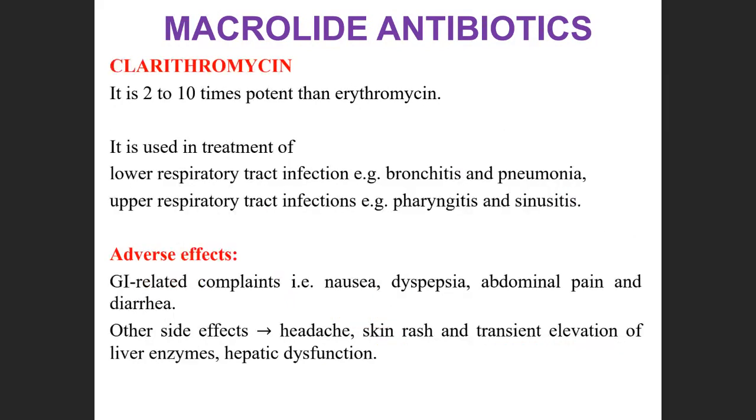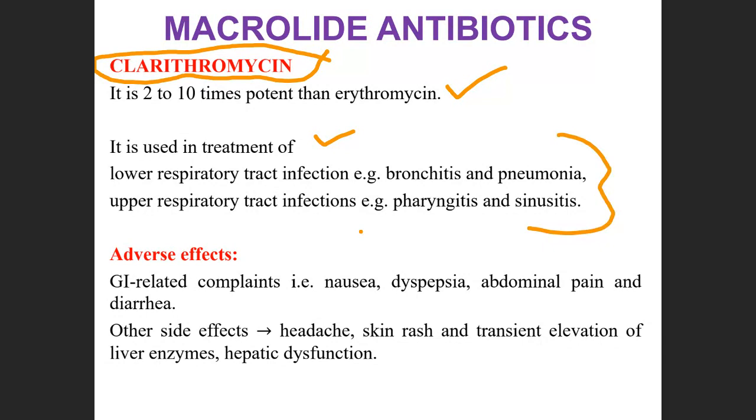And the last slide is about clarithromycin. So here, this is a choice of drug when all the other drugs are not working for the person who has already taken the drugs. For example, this is clarithromycin. Clarithromycin is a drug which is 2 to 10 times more potent than erythromycin. It is used in the treatment of lower respiratory tract infection and upper respiratory tract infection. So it covers complete respiratory tract infection like pneumonia, pharyngitis, sinusitis, and bronchitis.